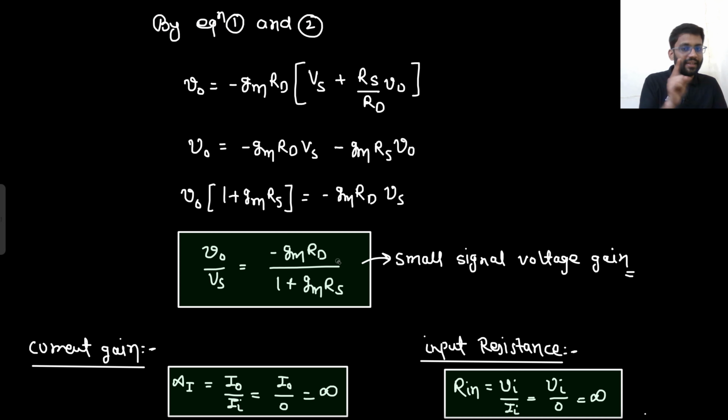What was the gain? Gain changed. Gain was reduced to minus GMRD upon 1 plus GMRS. What was the current gain? That was the same, infinity. What was the input resistance? That was also the same, infinity. So did you understand? Common source amplifier without degeneration and with degeneration. We will compare both of them.